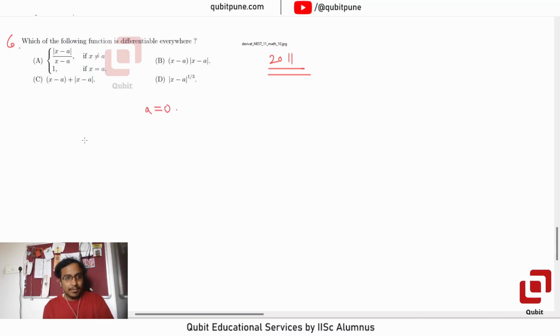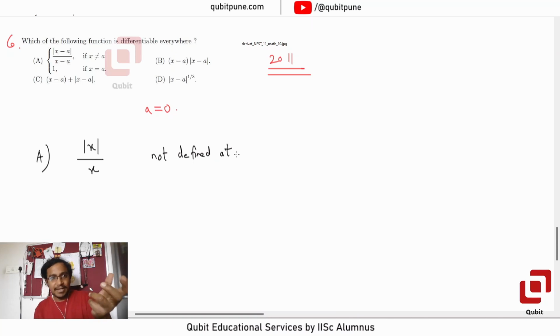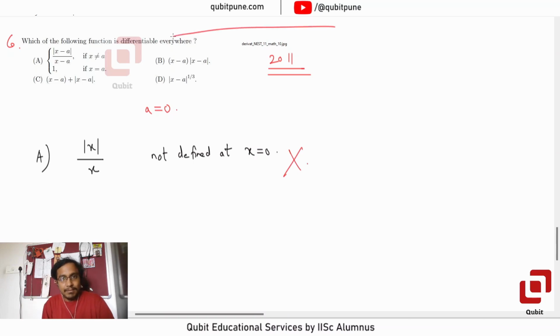So option A becomes mod x upon x. So we know what this function is. This function is not defined at 0. Now everywhere, I understand by everywhere we mean for all real numbers. So not defined at 0, so no question of that being differentiable. In everywhere I mean for all x in the set of real numbers.